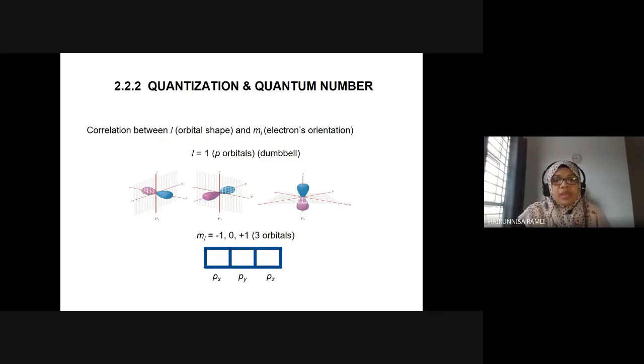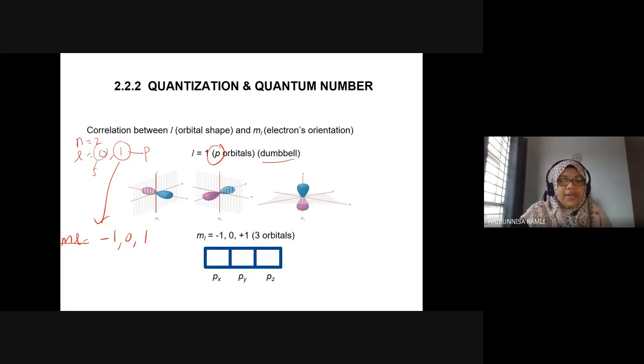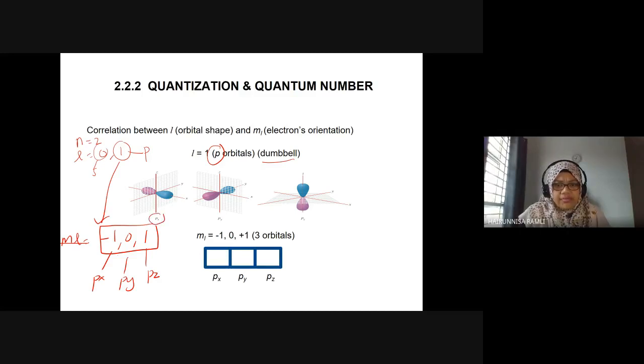Kita tengok pula L equals to 1. L equals to 1 is P. P ni bentuk dia macam dumbbell ataupun two balloon tied together dekat tengah-tengah. So P ni tadi, okay. P yang ni kan, this is P, yang ni S. Okay, untuk yang ni ML dia negative 1, 0, 1. Ada tiga kan? Apa yang dia maksud ke orientation tu? Ada tiga ni bermaksud dia ada PX, PY, PZ. Kan tadi yang saya cakap, now you have to imagine that this is actually in 3D version. Ada X, ada Y, ada Z exist. Okay, so PX, PY, PZ. Ada tiga lah. So tiga kat sini. So this is PX, PY, PZ.